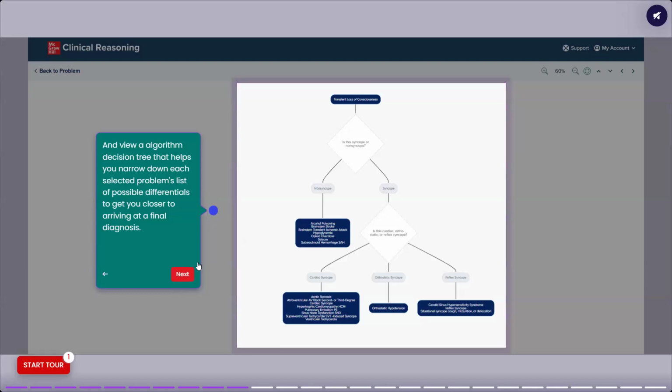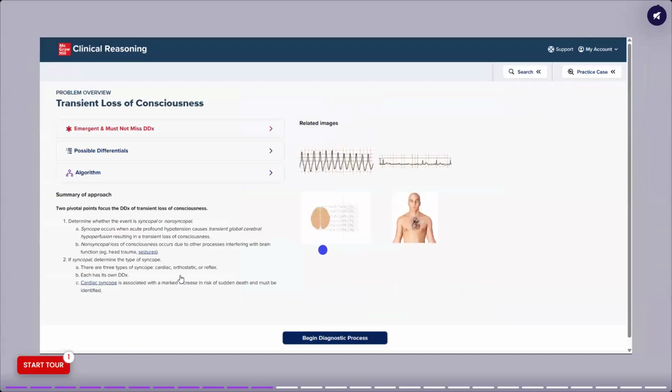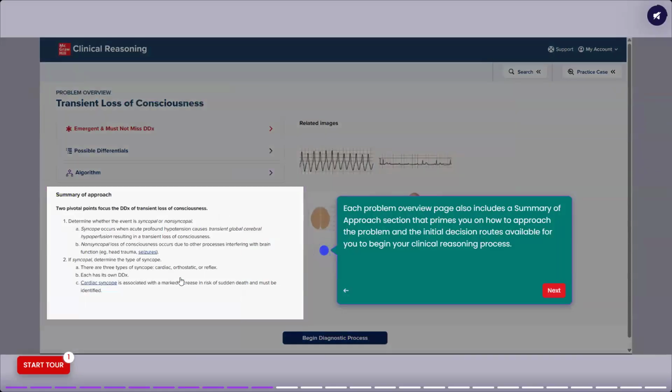So these algorithms will help users get closer to arriving at their final diagnosis based on this decision tree. And then in every problem module, in the problem overview page, we'll also find a summary of the approach. So really providing a step-by-step guideline on how to approach this problem.